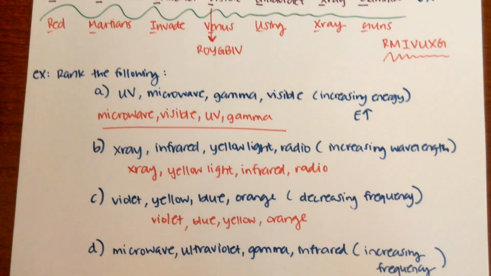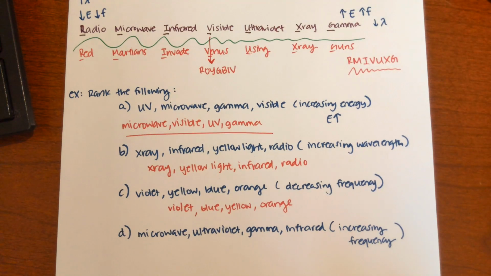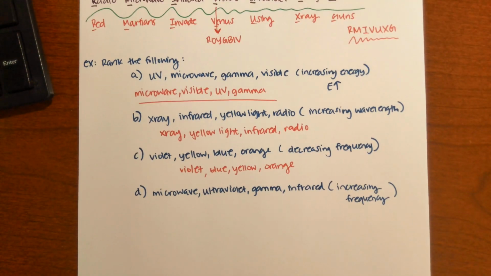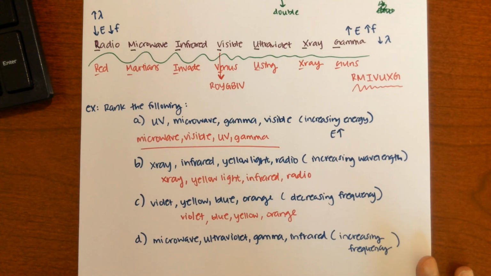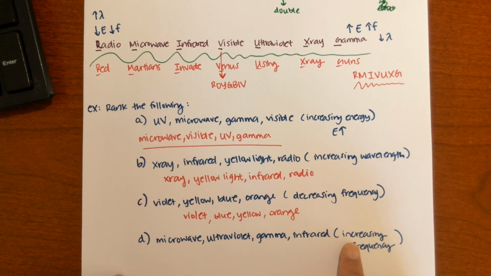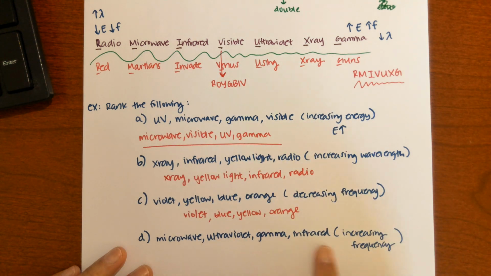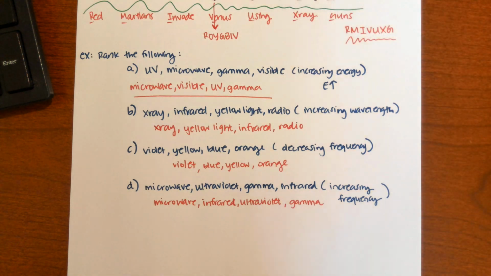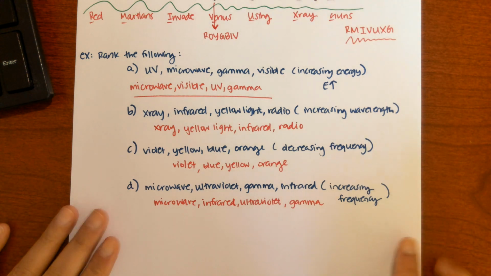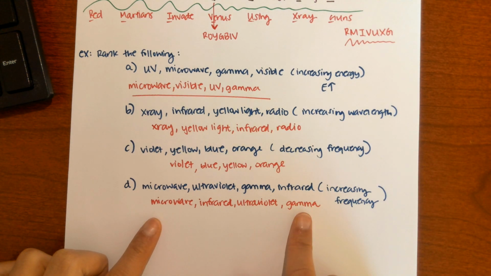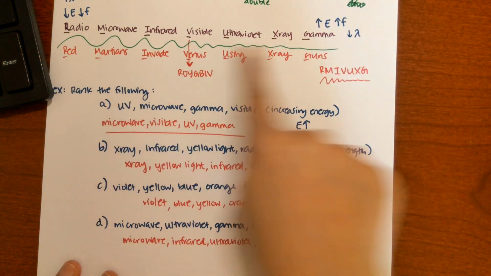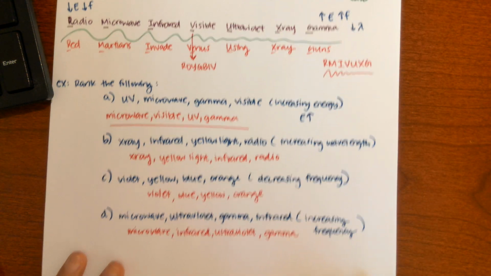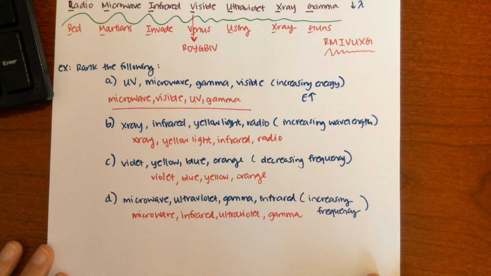So I want you to try this on your own. Let me zoom out just a little bit. Here's a spectrum. I'm going to freeze and have you try this by yourself, and then I'll unfreeze for you to check your work. Again, increasing frequency of the spectrum in these 4 radiation types. Alright, this should be your answer. Microwave, infrared, ultraviolet, gamma. Increasing frequency increases towards the right. So I'm going from left to right, and this is the order that you should get.